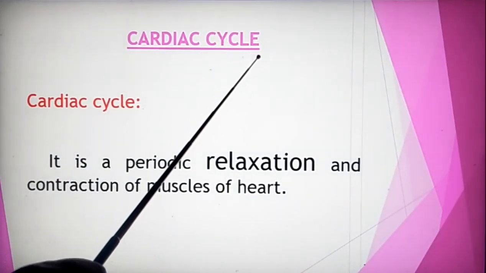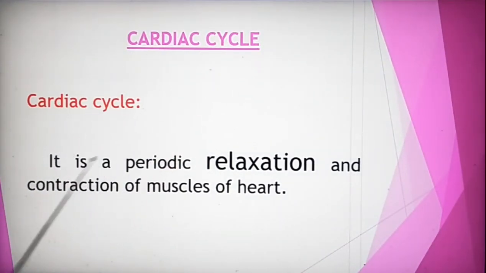We can move to the cardiac cycle. Then what is the cardiac cycle? It's the periodic relaxation and contraction of the muscles of the heart. Periodically, the heart muscles, the cardiac muscles, contract and relax. That is known as what? The cardiac cycle.